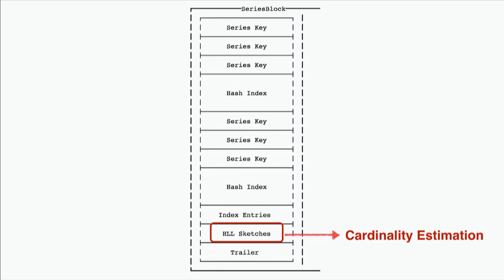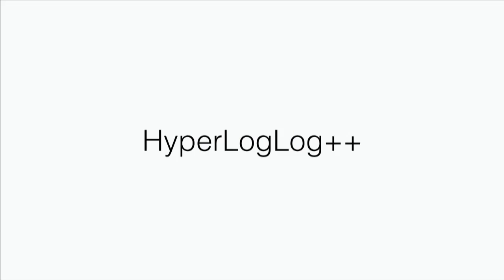Okay, so then the other thing we have is we keep sketches for cardinality estimation. How many measurements do we have? How many series do we have? How many tag values do we have for a given key? For that, we use HyperLogLog++, which is a refinement on HyperLogLog. I'm not going to go into the details of that one. You can look it up.